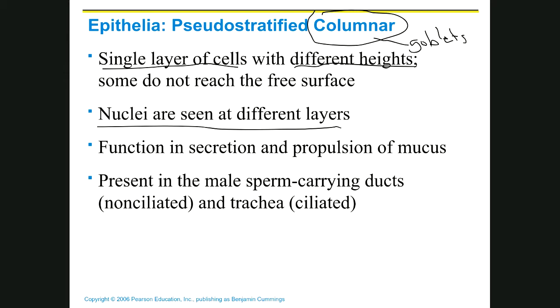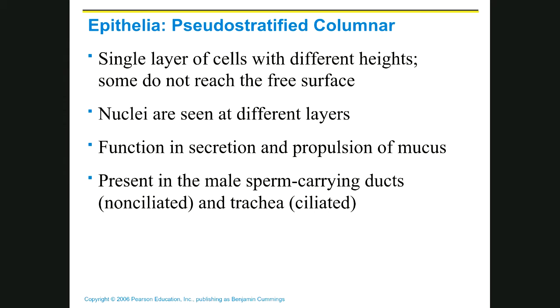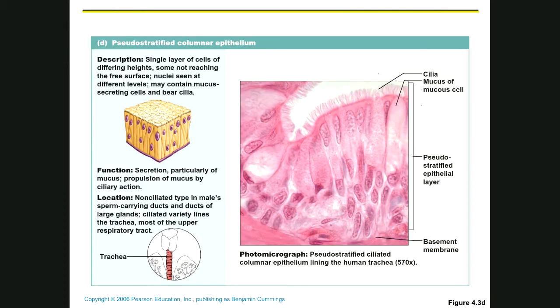The tops of these cells can be ciliated or not ciliated, but the only one I'm going to show you is ciliated. So a trick to knowing pseudo-stratified, at least in this class, is that they're ciliated, and they're the only tissue that is ciliated. So if you see cilia, it's pseudo-stratified. So if you look at this, you can see cilia right there.